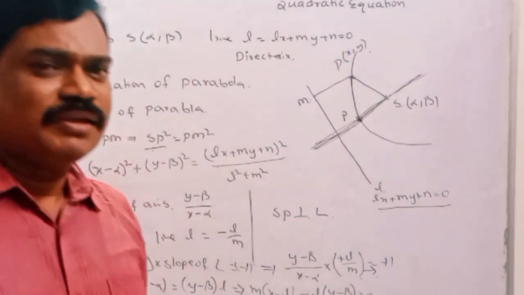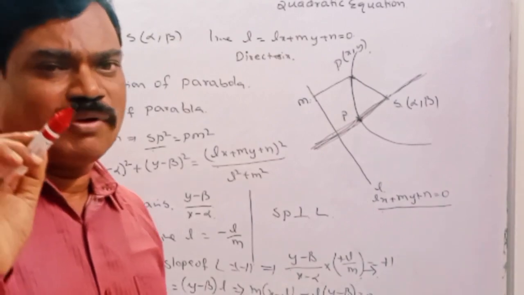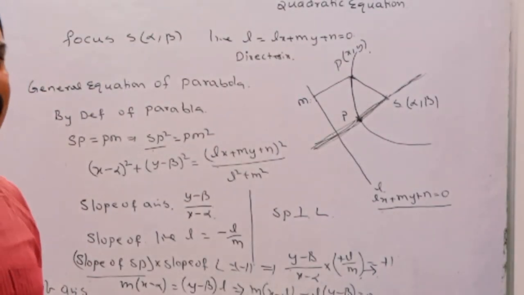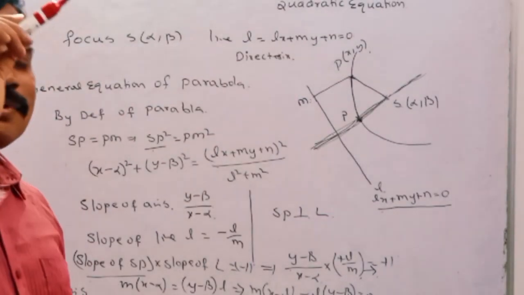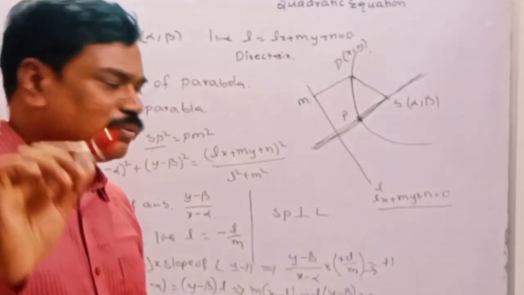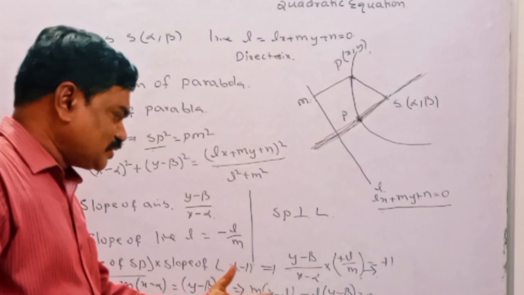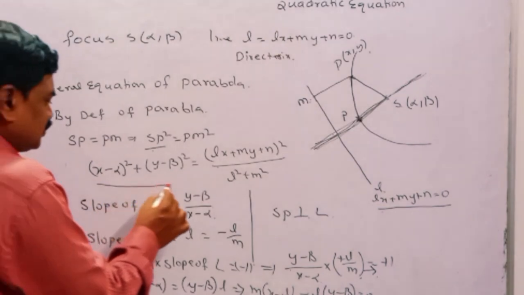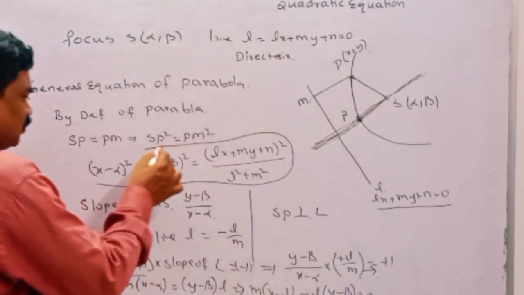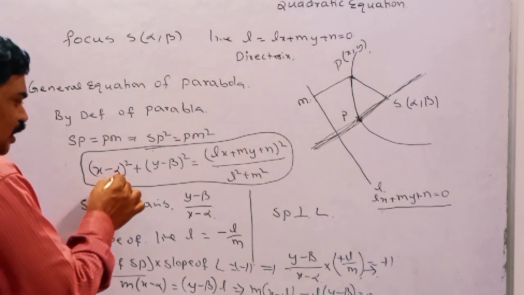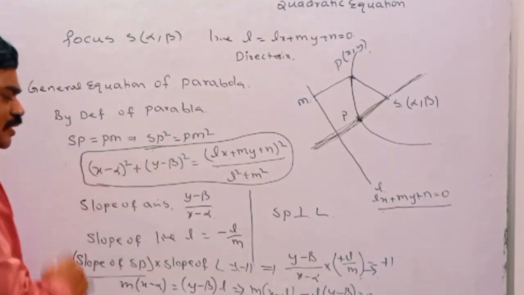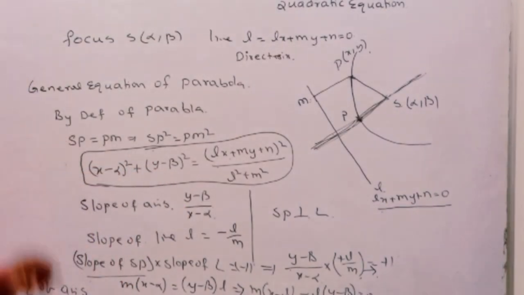The focus lies on the axis of the parabola, and the axis of the parabola is perpendicular to the directrix. This is the equation of the axis of the parabola, and this is the general equation of the parabola. If the fixed point and the fixed line directrix are given, we have to find the general equation of the parabola like this.